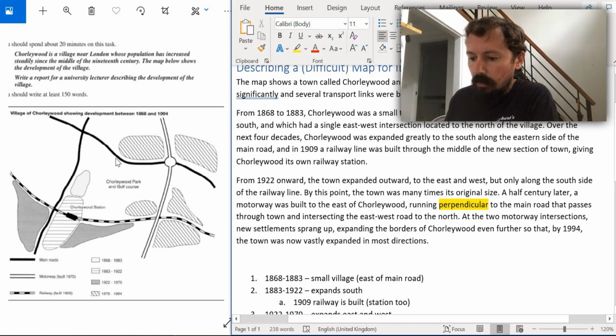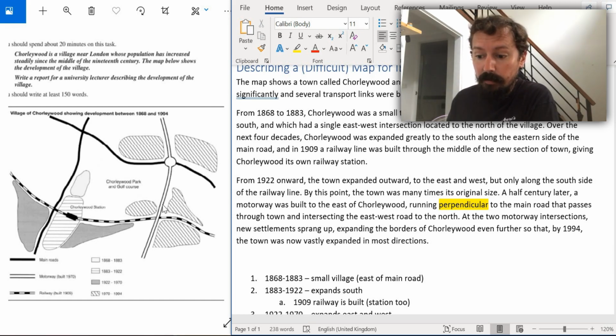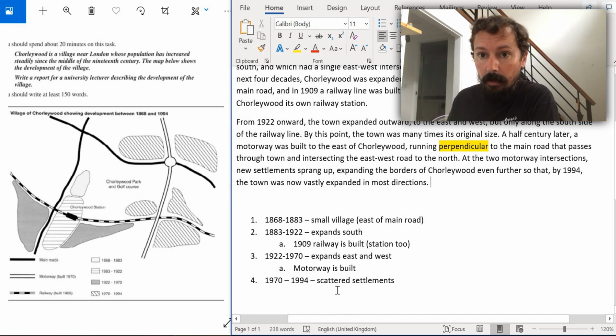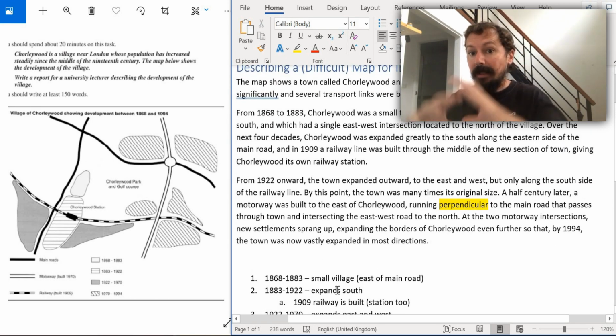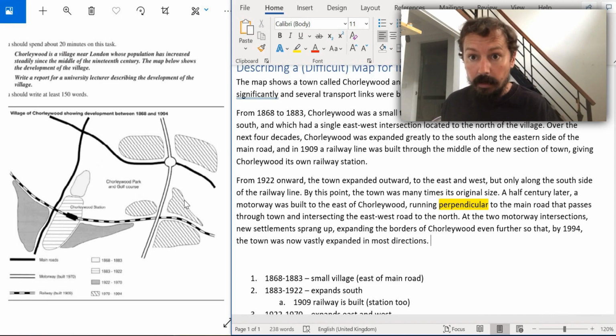Right. So we've got two motorway intersections. This is the one where this one intersects the road and this one is going over the railway line, probably over by the looks of things. And we can then observe that the two new settlement areas are around those intersections. And then we add that by 1994, which we'll remember is the end of our observations, that the town has now been expanded in all directions, right? So it's been expanded to the north, the south, the east, and the west.